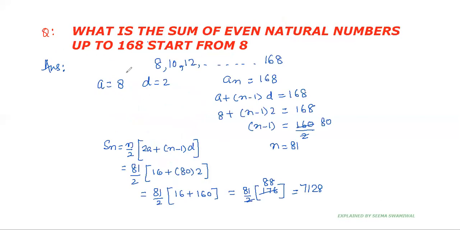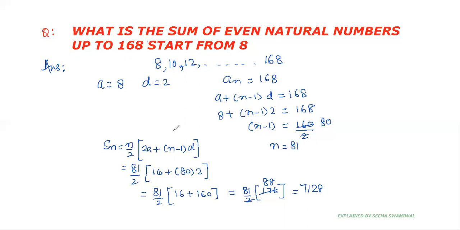AP. Now, what is the sum of even natural numbers up to 168, starting from 8? So starting from 8: 8, 10, 12, and keep on writing the even numbers. Children, you will reach 168. Now he wants us to find the sum, starting from 8 till 168. So a is 8, d is 2, and this time the nth term is given. We don't know how many numbers there are, but we know the last term of this sequence, that is 168, and we want to find the sum.